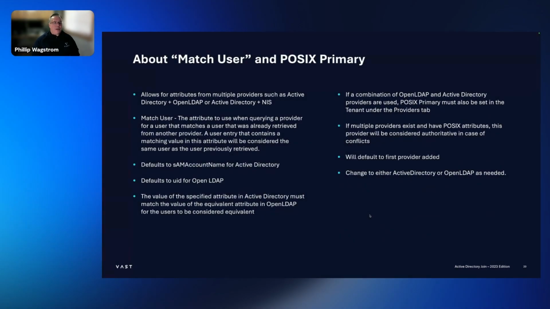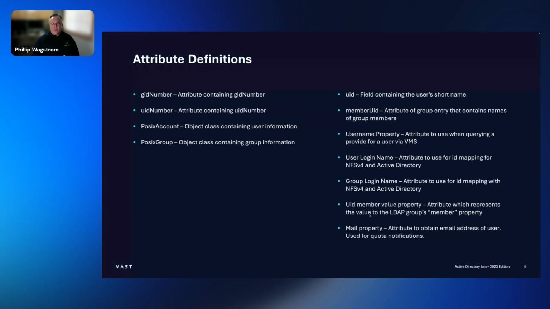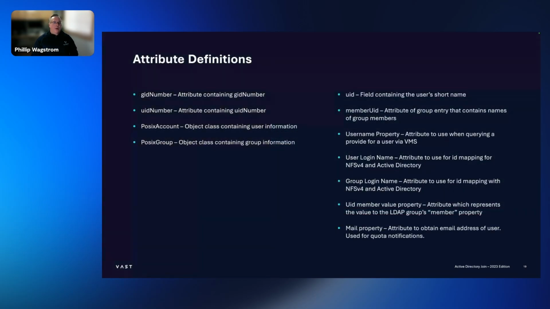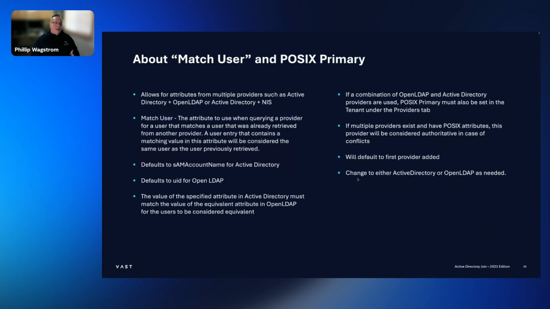One thing I haven't mentioned here is that there is an attribute on here called match user. Some of you with sharp eyes may have seen this attribute listed on here. What match user is used for is we use match user to help us stitch together different providers to establish commonality of users between the different providers.